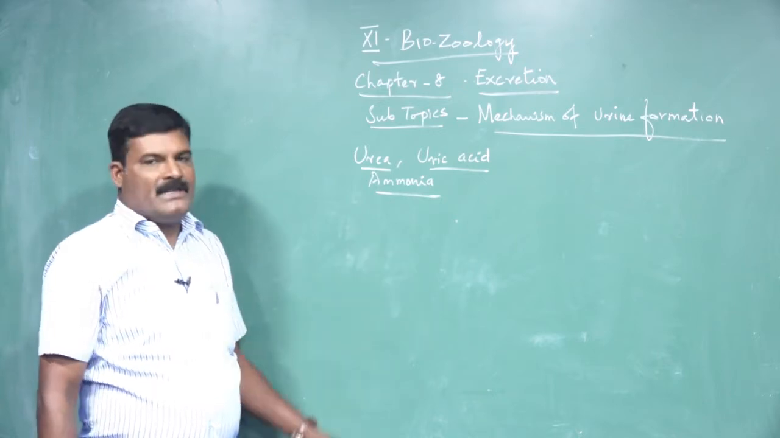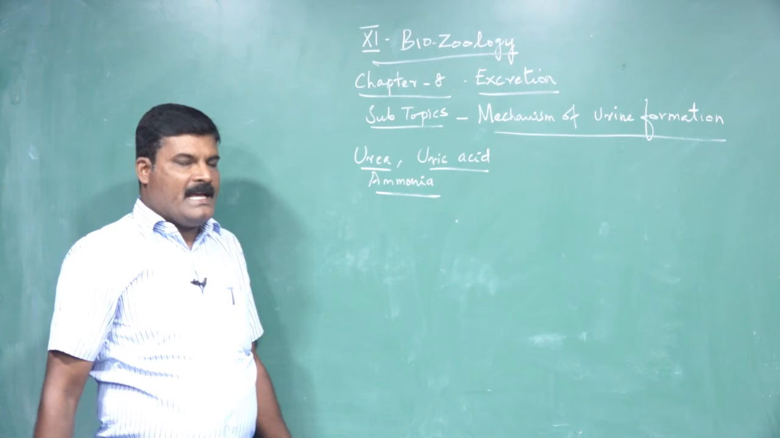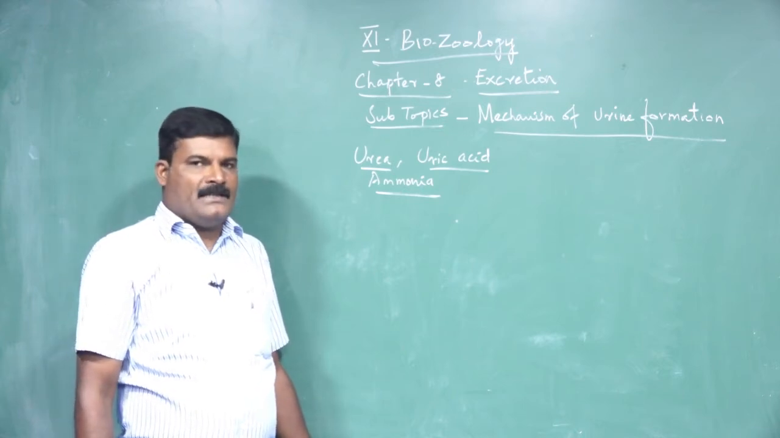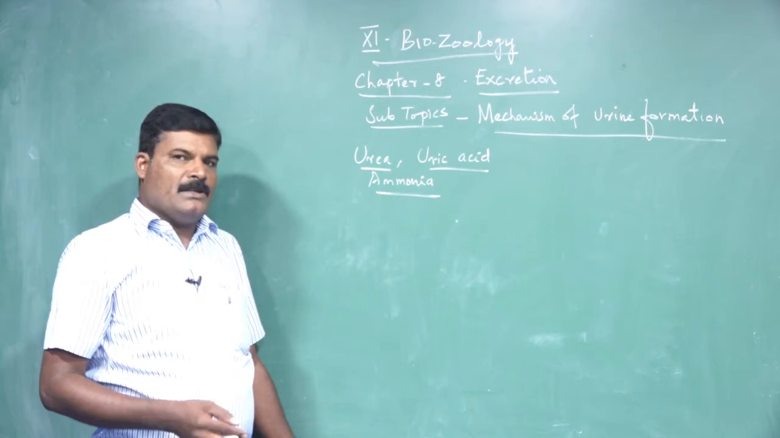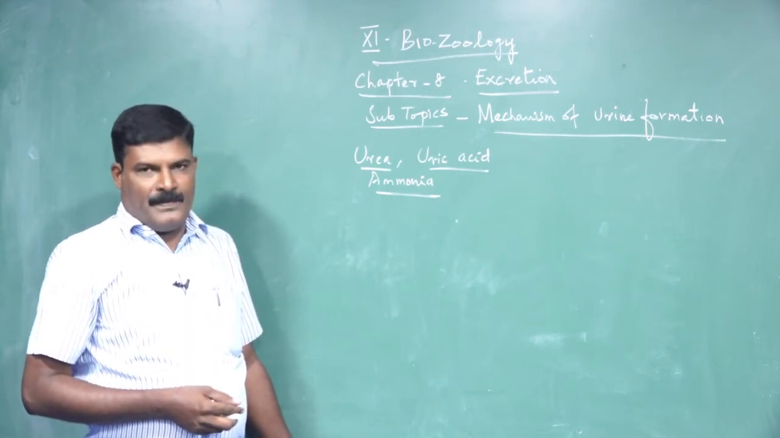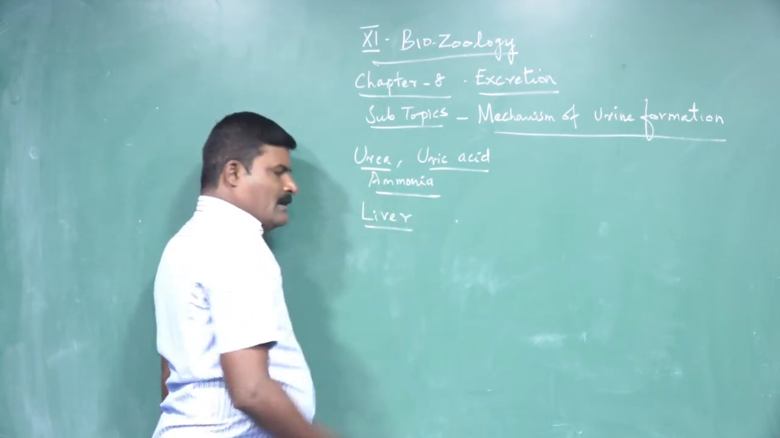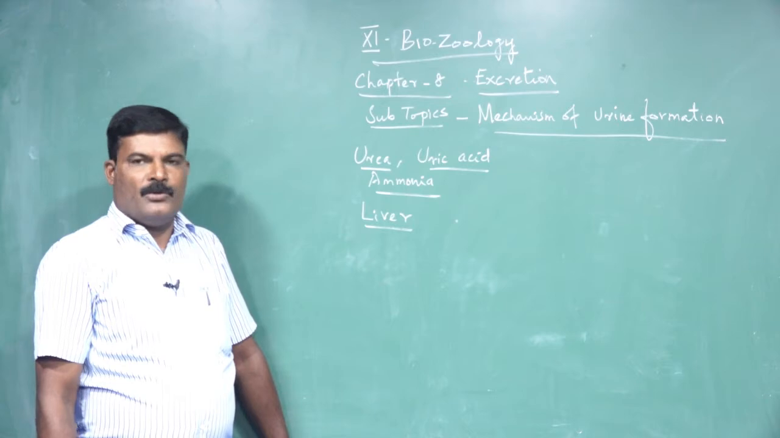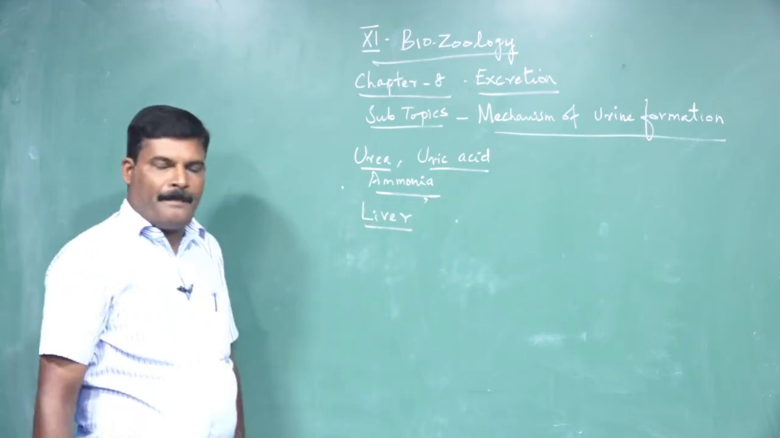Why are they nitrogenous compounds? These are formed as a result of the breakdown of amino acids in the tissue. The breakdown of amino acids forms urea, and this is formed in the liver. So the liver is the principal organ for urea formation. This takes place in the liver.